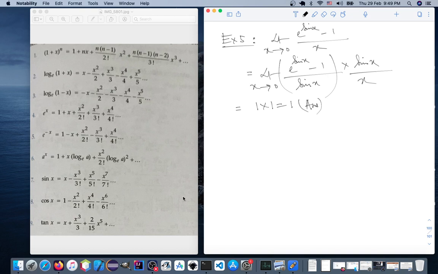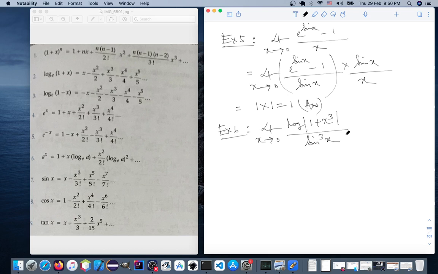Okay. Let's see the next problem. The limit as x tends to 0 of log of mod of 1 plus x cube, divided by sine cube x.